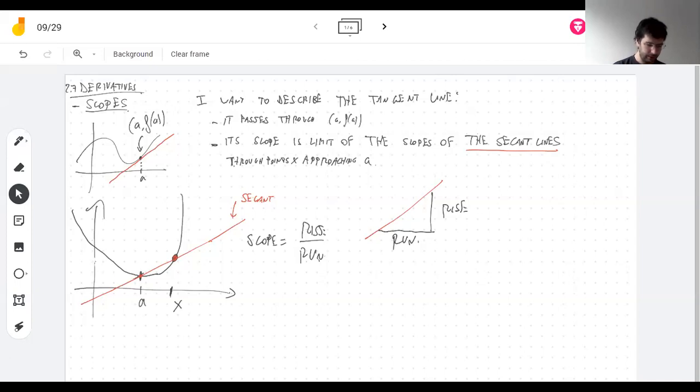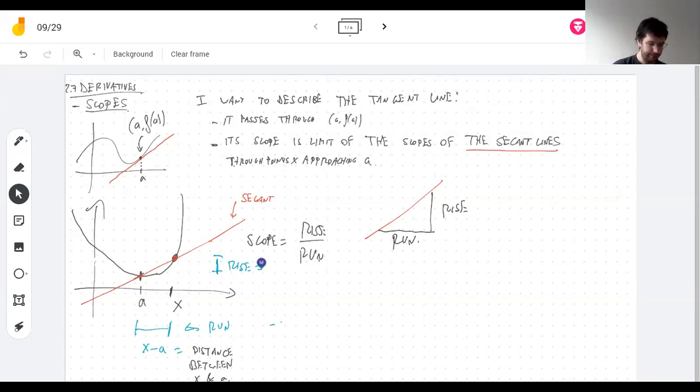So what is a formula now for the rise over the run? Well, over here, this is the run. It's the distance between X and A. That's just going to be X minus A. The distance between 3 and 7 is 4. It's the difference. And the same goes for the rise, except now I'm looking at the y-coordinate.